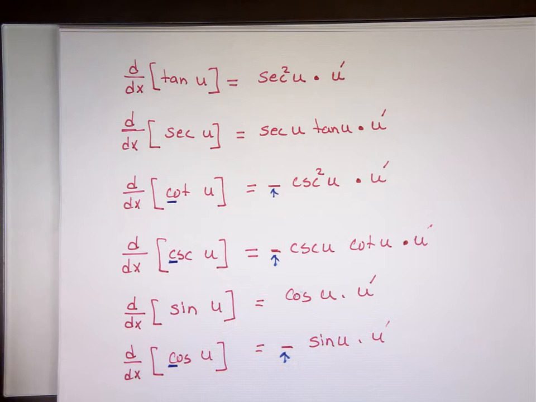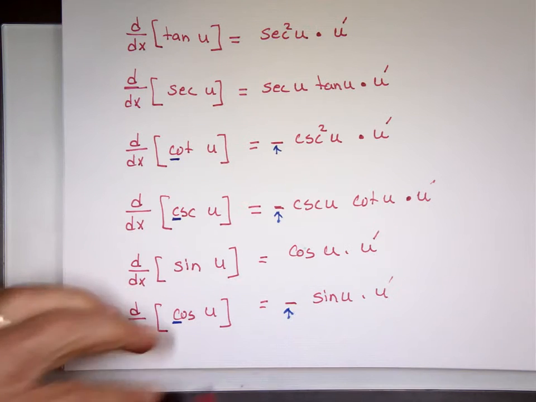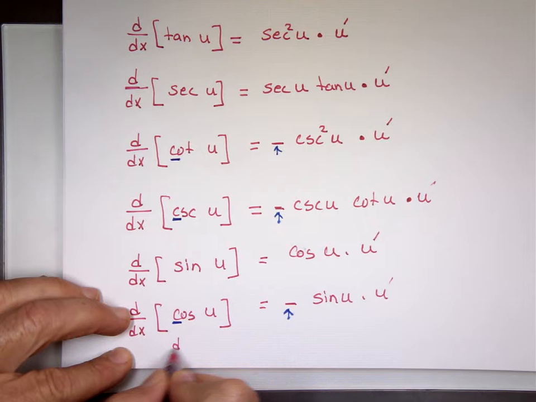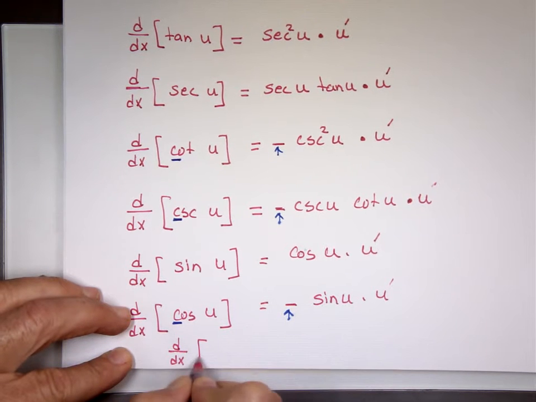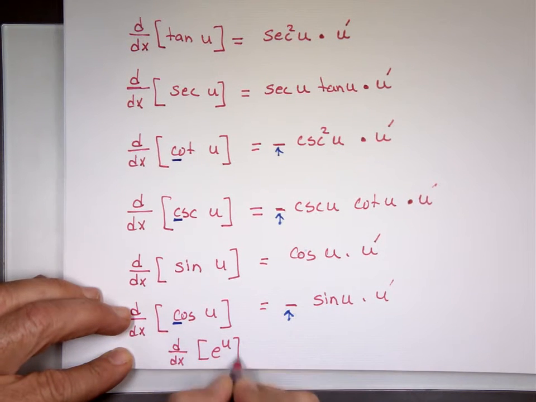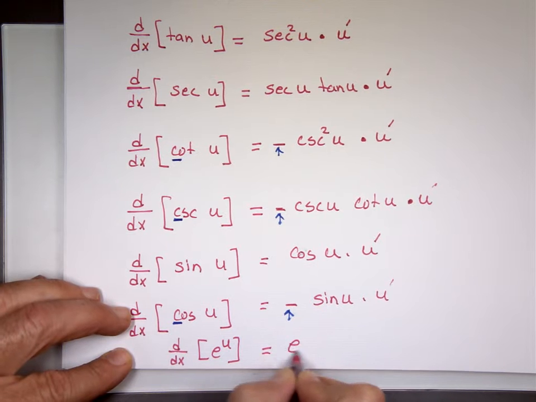Okay, let's take a few examples on that. And maybe I'll add one more. And then what about e to the u? We did e to the x. So we have some space to squeeze one more here. What is the derivative of e to the u? What do you think? E to the u times what? U prime.